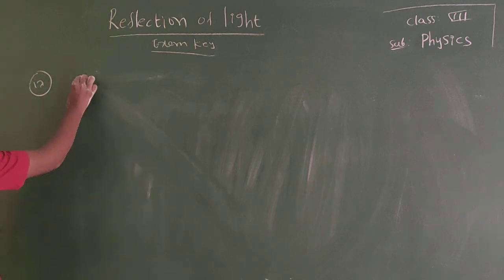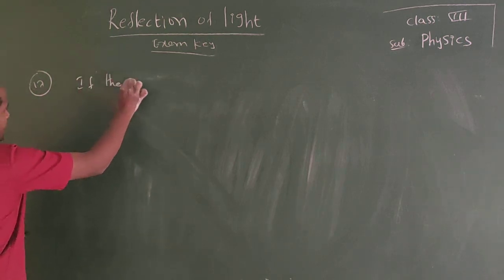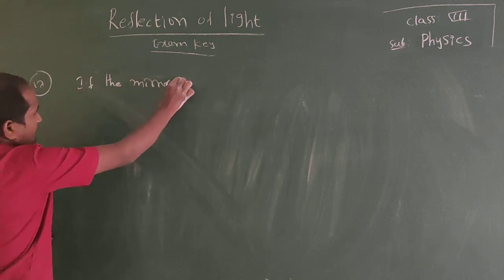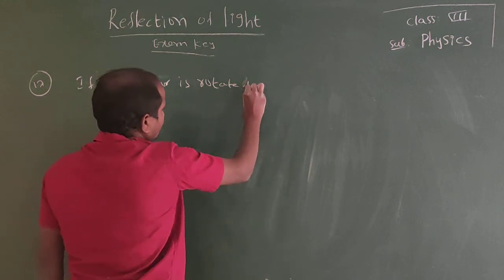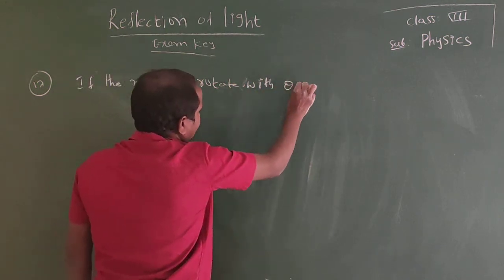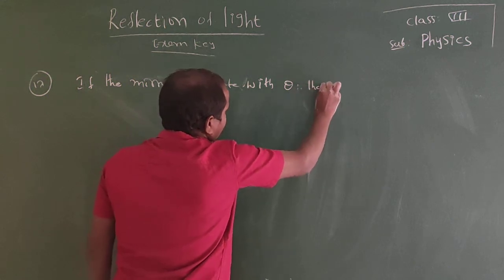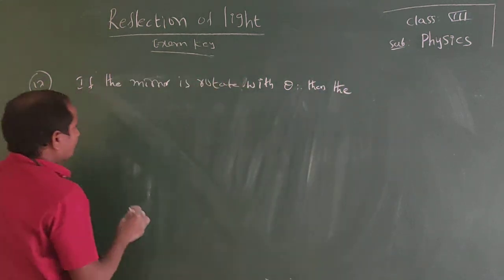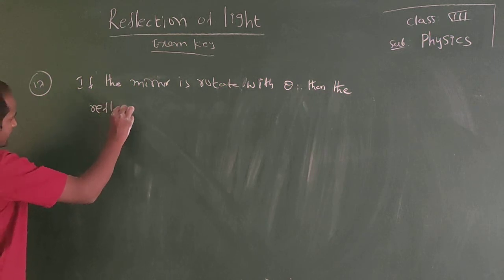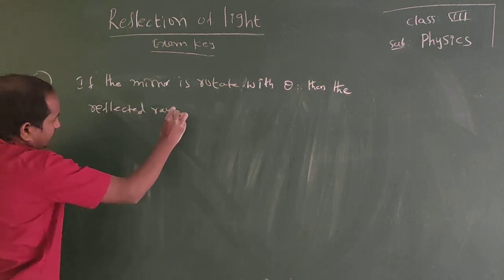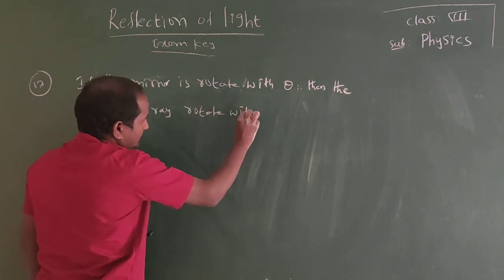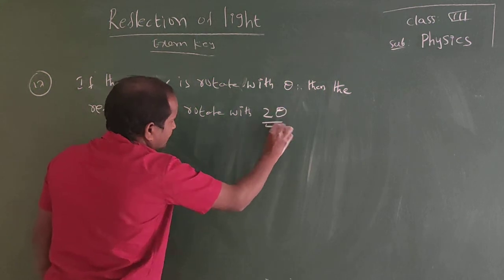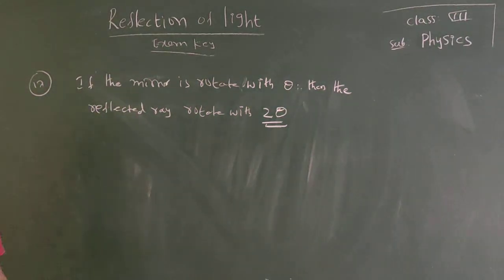The mirror is rotated with theta, then the reflected ray rotates with 2 theta. 2 theta. Okay. Next one.